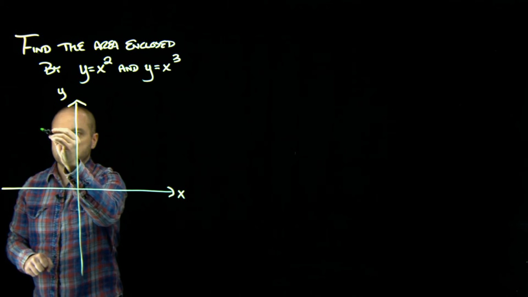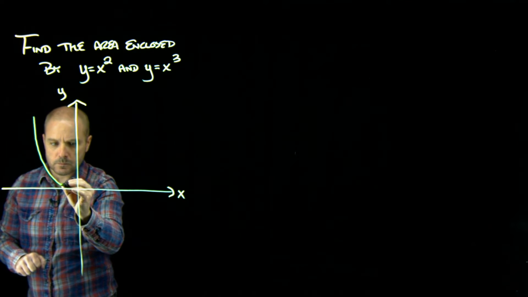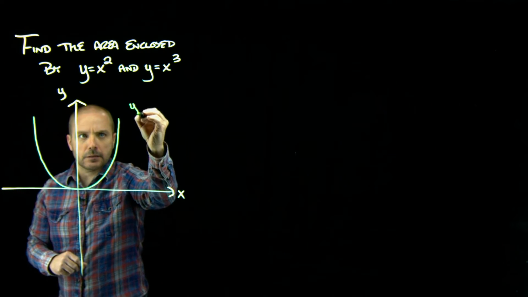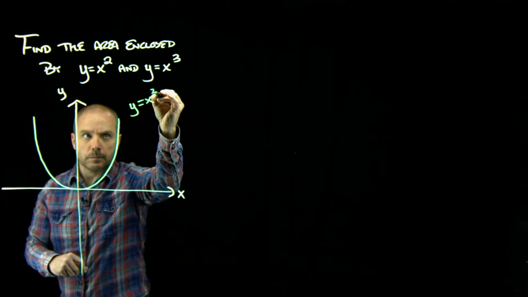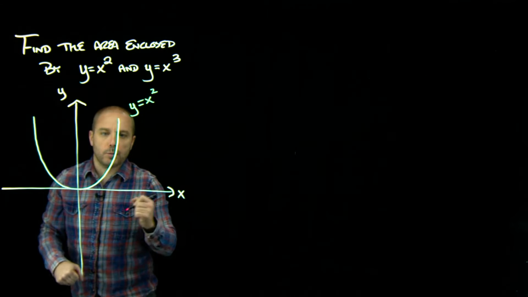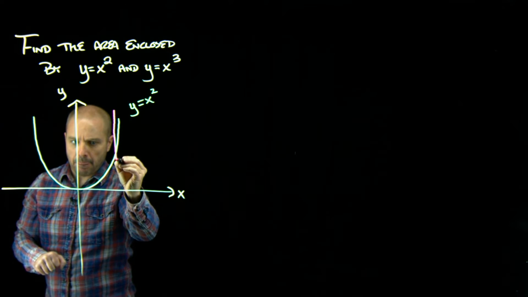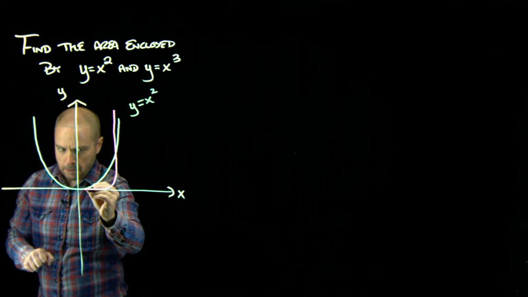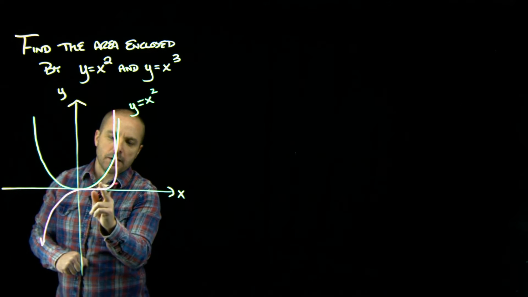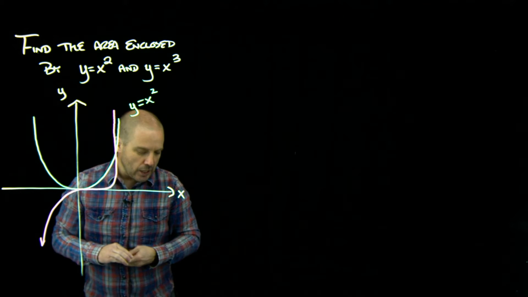X squared looks something like this. And x cubed, remember, is up on the right and down on the left. And so we're talking about this region right in here that's enclosed by the two curves. I'm going to shade that region.